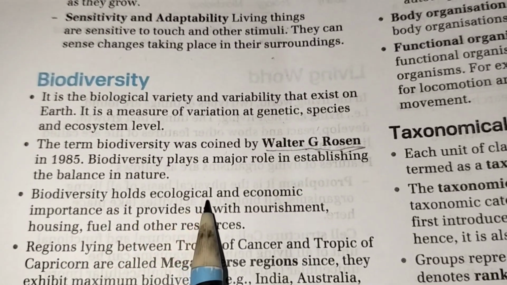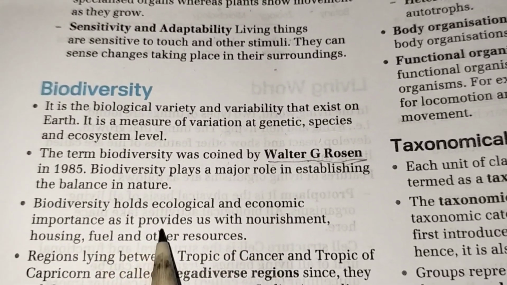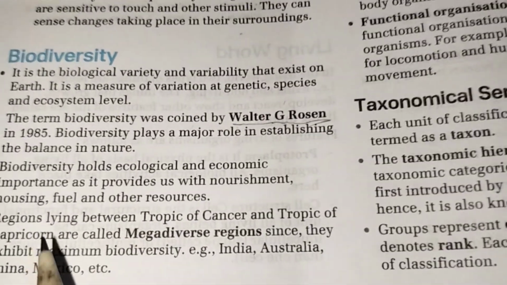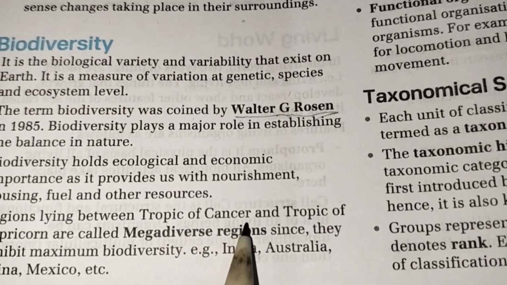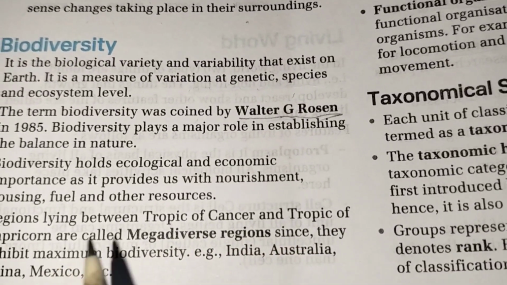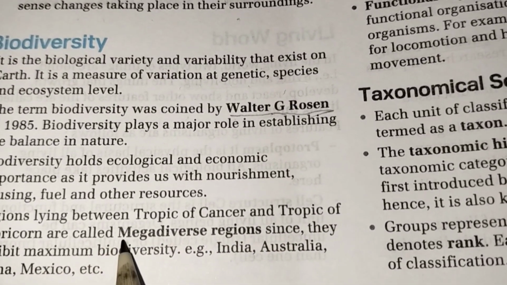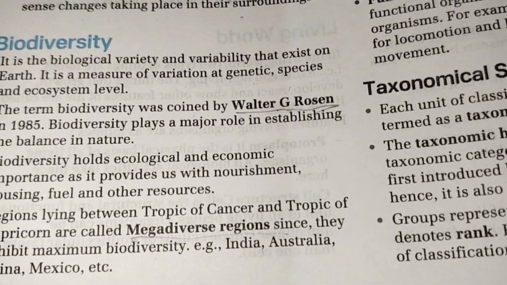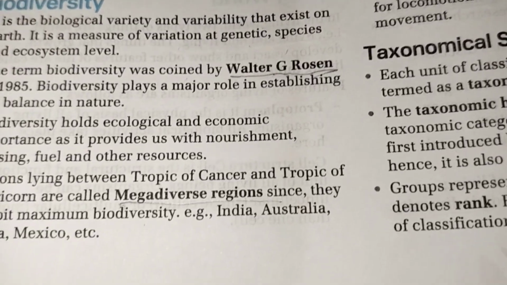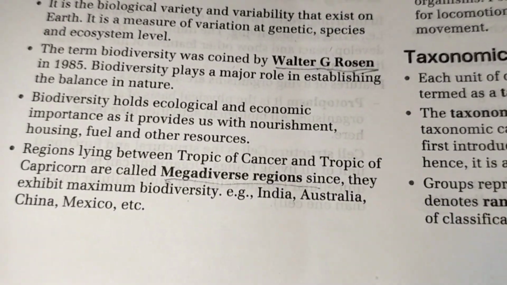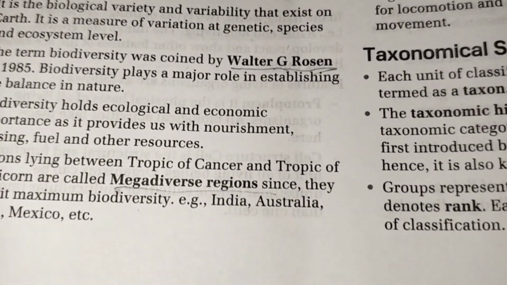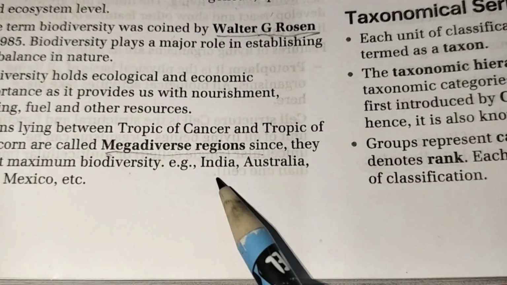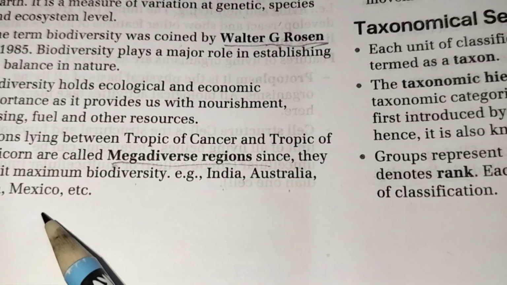Biodiversity plays a major role in establishing the balance in nature. Biodiversity holds ecological and economic importance as it provides us with nourishment, housing, fuel, and other sources. Regions lying between the Tropic of Cancer and Tropic of Capricorn are called mega diverse regions since they exhibit maximum diversity. Why? Because the majority of the biodiversity is around these areas, and the countries which come under these are India, Australia, China, Mexico, and many more.